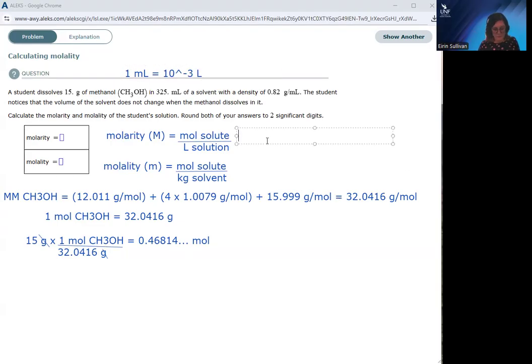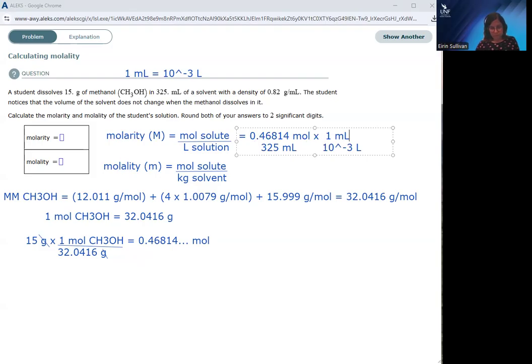Okay, so moles of solute, I had 0.46814 moles. Divide by that volume, which is 325 milliliters, and then I've got to convert milliliters to liters. So 1 milliliter, take that equivalency I just wrote and stick it into a unit conversion, 10 to the -3 liters.